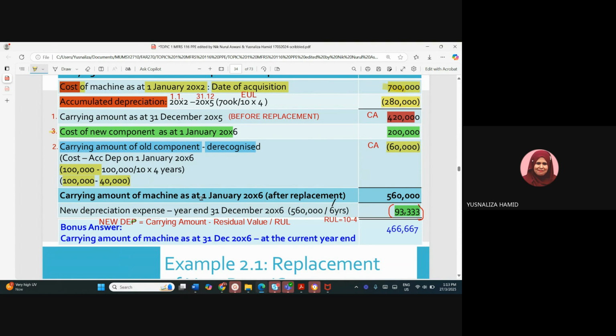It is 1st January. So will the depreciation be the same as at 1st of January by the end of the year? Is it going to still be 70,000 per year, or is it going to be different? The depreciation of the machine after replacement, will it still be 70,000 per year, or will it change now? Anyone? It will change. Yes, it will change. Why? Because you have taken out the old one and replaced it with the new one.